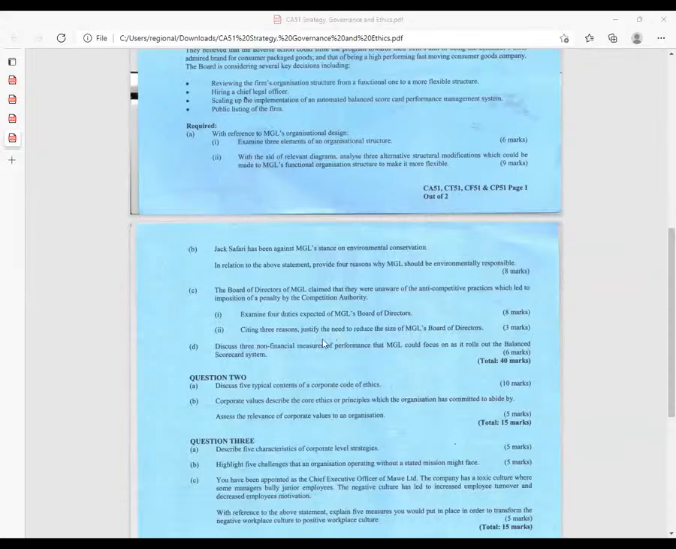Question 2, citing 3 reasons, justify the need to reduce the size of the board. Why should we work with a lean board? Do I need to read anybody's case question there? No. Why should I work with a smaller board? Could you kindly, ladies and gentlemen, give me those reasons why we need a board of fewer people? Remember, they normally say that the maximum number of directors at a board should be about 9.